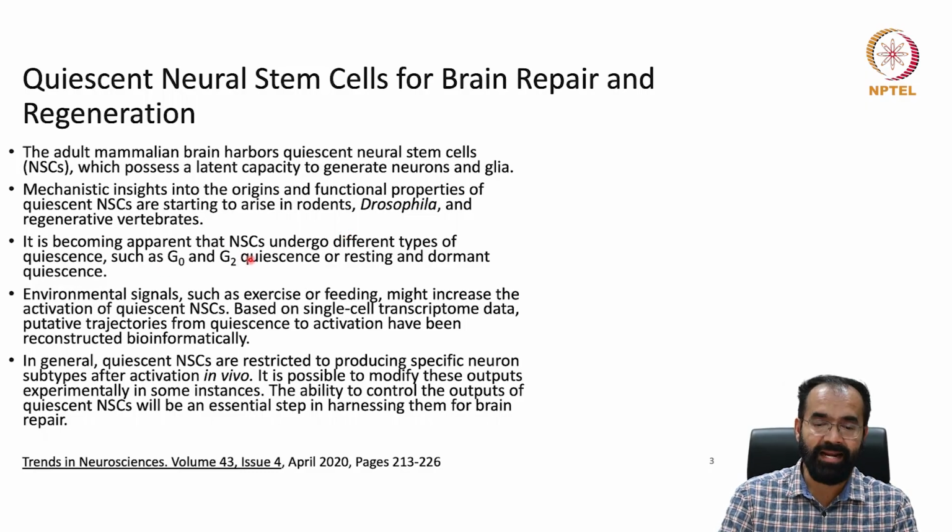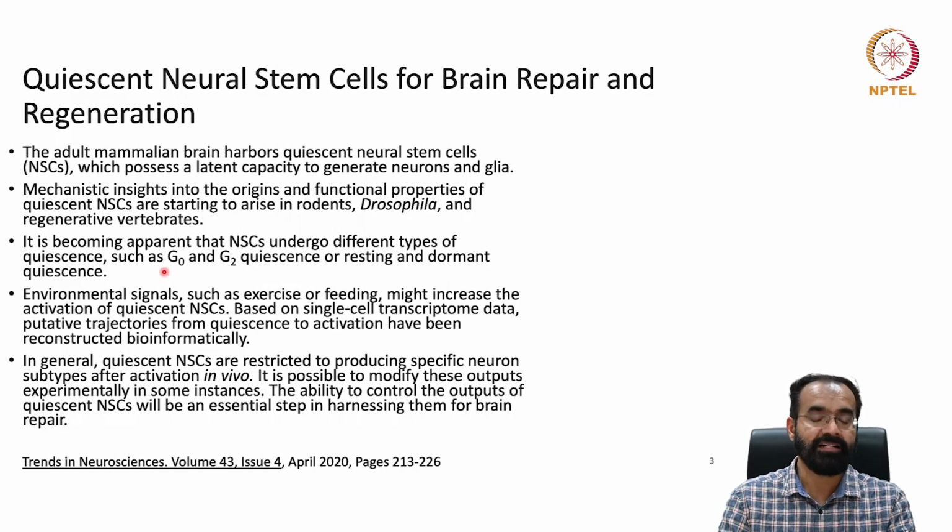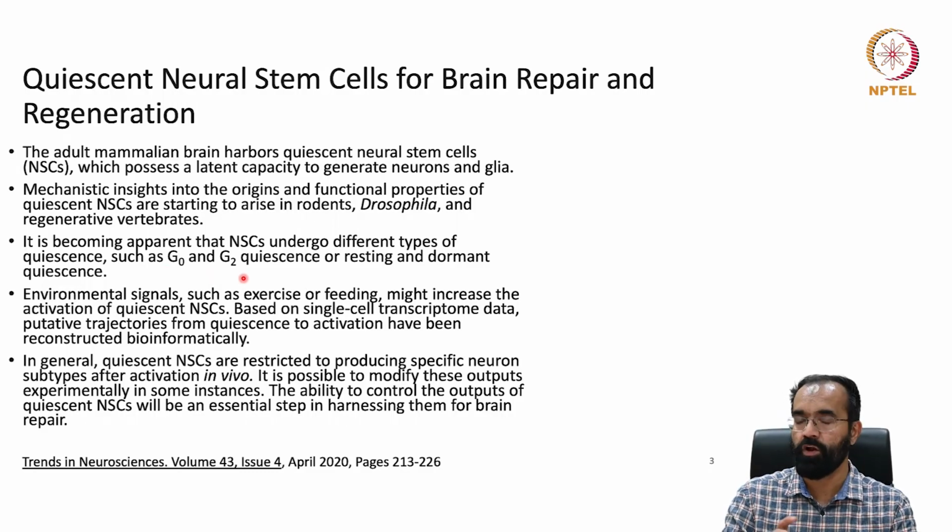It is becoming apparent that NSCs, that is the neural stem cells, undergo different types of quiescence, such as G0, that is a G1 cell exiting the cell cycle, and G2 quiescence, a G2 cell exiting the cell cycle. The normal cell cycle is G1, S, G2 and M. M stands for mitotic phase. Soon after mitosis, the cells are in G1 phase. Then if it decides to continue in the cell cycle, it will go into S phase, that is the DNA replication phase. Once the DNA replication is perfectly completed, it will go into G2 phase. But cells have an option of getting into quiescence at G2 stage or G1 stage. G1 stage quiescence is usually referred to as G0 stage.